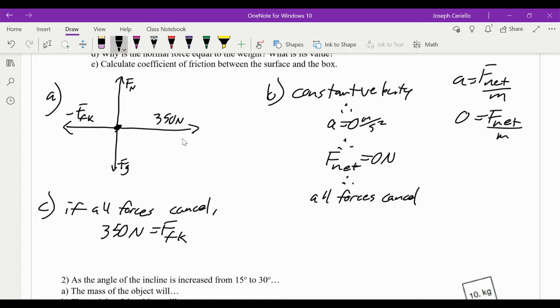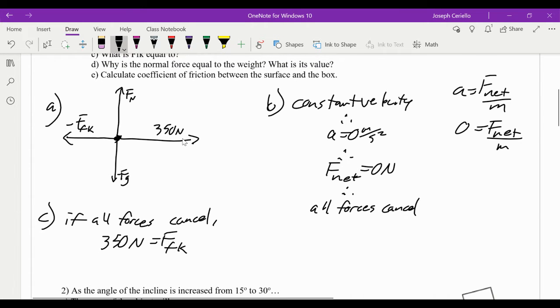Calculate the coefficient of friction between the box. Oh, we have to get the normal force actually. So listen about the normal force for a second. It's equal to the weight. Why? If we look at this picture, we have to realize something. F net in the vertical direction, F net y, is equal to 0. Therefore, all the forces have to cancel. That's why the normal force equals the force of gravity.